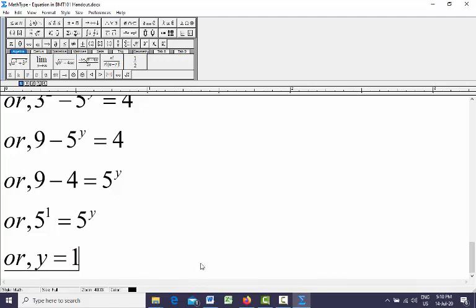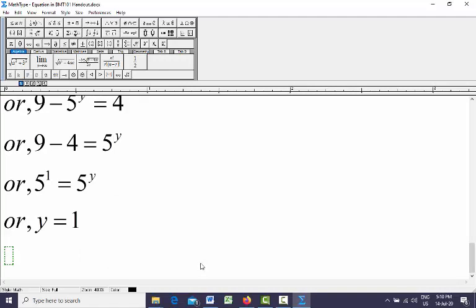So we got the value of x and y. The value of x is 2 and the value of y is 1. So this is the answer. The value of x is 2, the value of y is 1. So that's the solution of the problem.